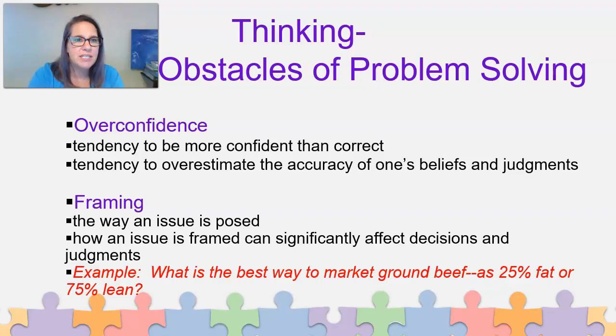And then framing. Again, think of advertising when you think of framing. The way an issue is posed. So how an issue is framed can affect the decisions that you make about it. Think about the grocery store. What would be the best way to market ground beef? 25% fat or 75% lean? Okay, what you're going to see on the packaging is 75% lean because it just sounds better than saying 25% fat. So the way something is framed, and we do this very often in advertising, can affect how you perceive something.